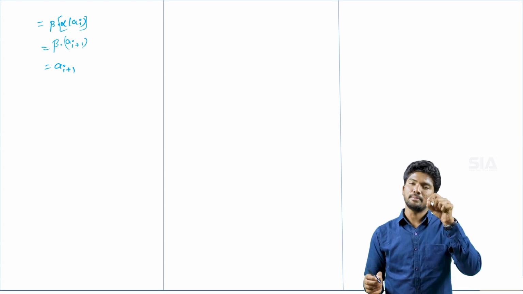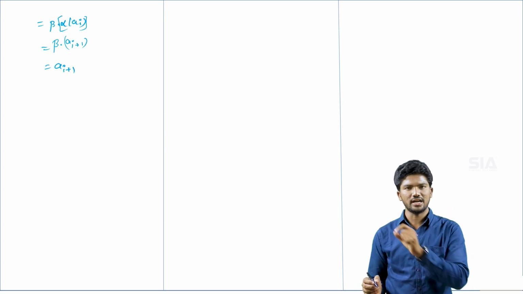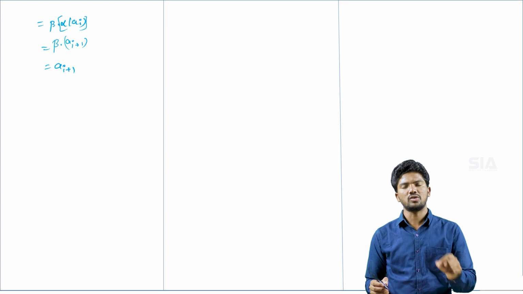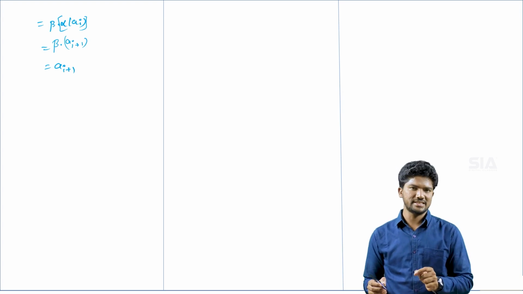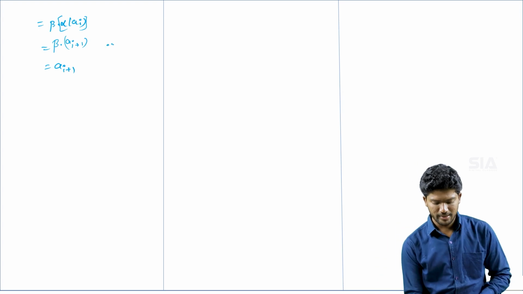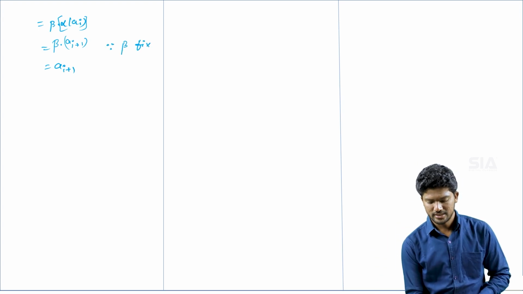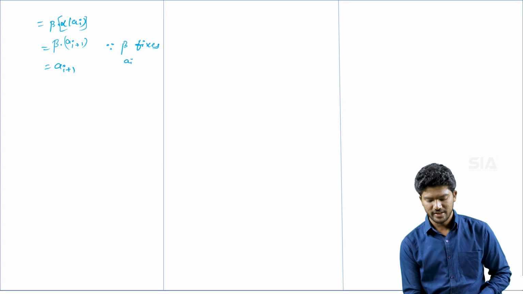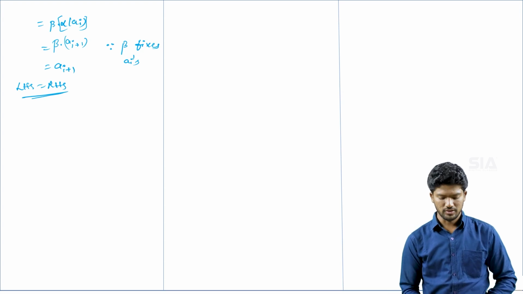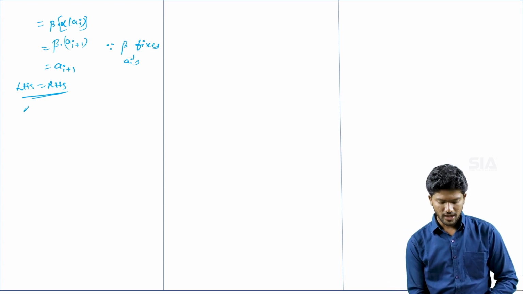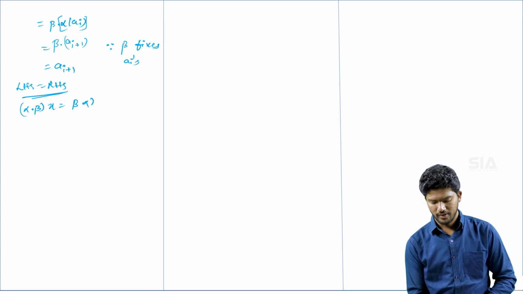Beta counts only b1, b2s. Beta does not count a1, a2s, and does not count c1, c2s. Beta will count only b1, b2 up to some b suffix n. You can also clearly mention that beta fixes a suffix i's. That is the condition. In both LHS and RHS we got the same value. So LHS is equal to RHS in this case. Therefore alpha into beta into x is equal to beta into alpha into x. That is taken as equation number 1.